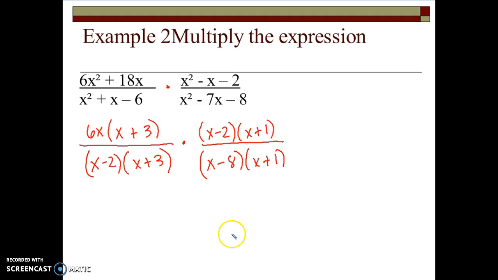Then I just want to cross out anything that's on the top and the bottom. So I have an x plus 3, x plus 3, x minus 2, x minus 2, x plus 1, x plus 1. And then multiply straight across. So on the top, all that's left is a 6x. And on the bottom, all that's left is x minus 8.